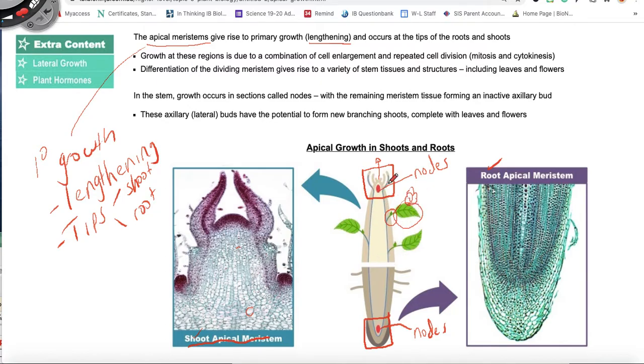But notice that all of this is primary growth. Everything that's happening here, these new branches, the new leaves, the lengthening of the apical meristem, the lengthening of the root apical meristem, all of this is part of primary growth.